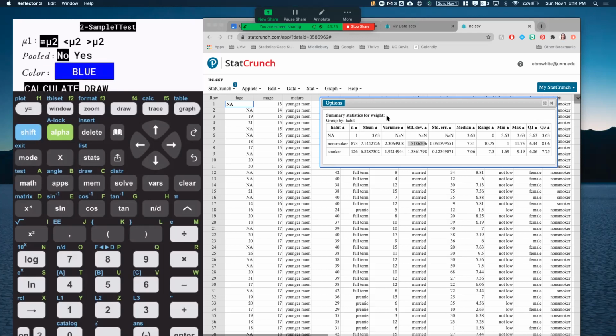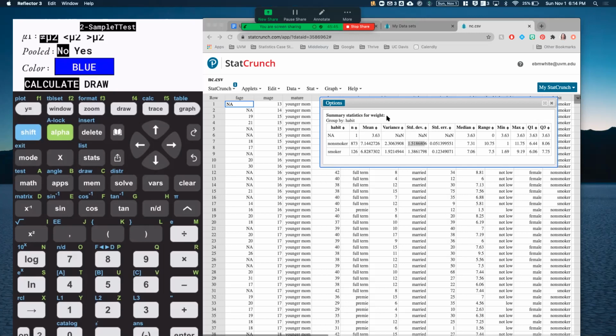Okay, I'm going to decide to do a 2-tailed test here. So for this hypothesis test, I'm going to test the null that the two means, the mean birth weight between the two groups, is exactly the same against the alternative that they're different from each other. And I'm going to do a 2-tailed test, so I'm going to leave the not equal to selected.